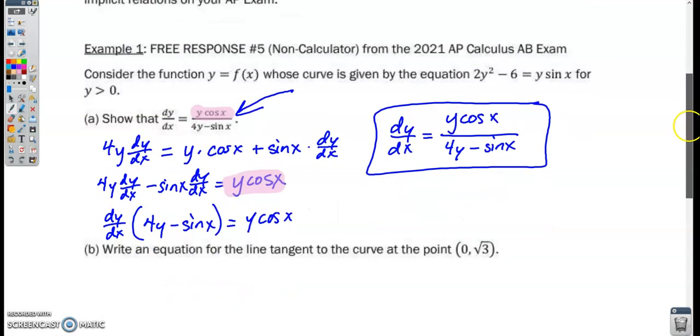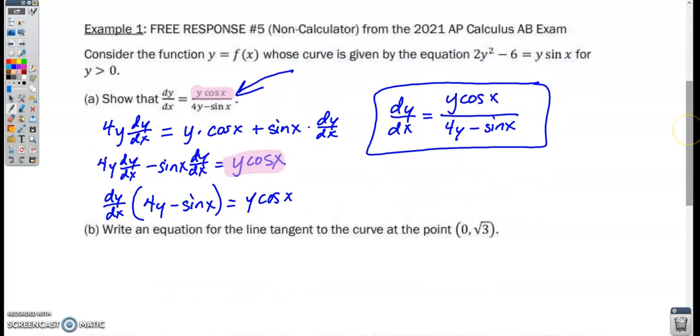Part B. Write an equation for the line tangent to the curve at the point (0, square root of 3). So in order to write a tangent line to a curve at a point, we need two things. We need the point, and we need the slope of the tangent line at that point, which we're going to get by evaluating the derivative at the point of tangency.